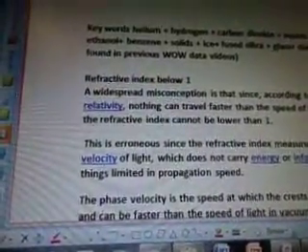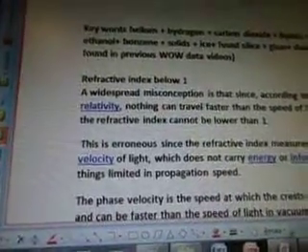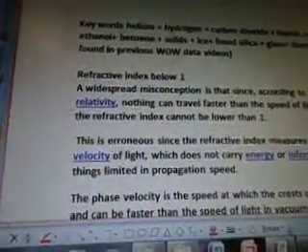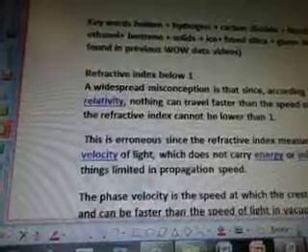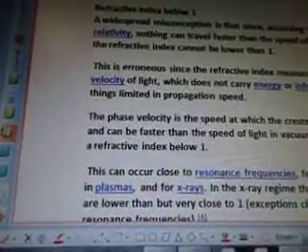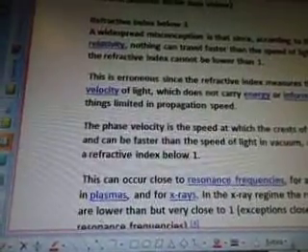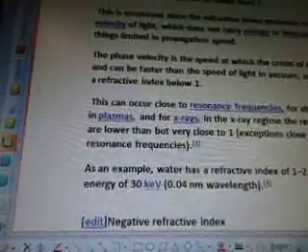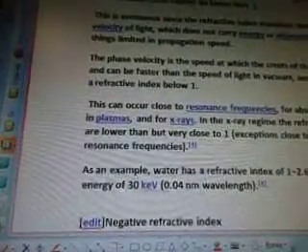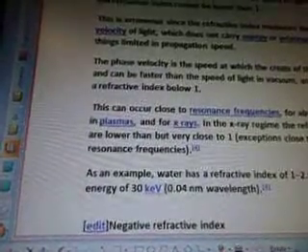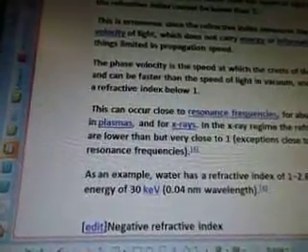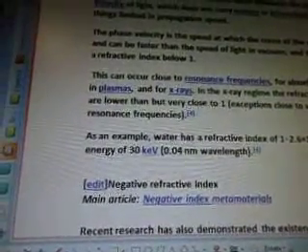Refractive index below 1. A widespread misconception is that since, according to the theory of relativity, nothing can travel faster than the speed of light in vacuum, the refractive index cannot be lower than 1. This is erroneous since the refractive index measures the phase velocity of light, which does not carry energy or information, the two things limited in propagation speed. The phase velocity is the speed at which the crests of the wave move and can be faster than the speed of light in vacuum, and thereby give a refractive index below 1. So I guess the neutrinos did that, right? This can occur close to resonance frequencies for absorbing media, and plasmas, and for X-rays.